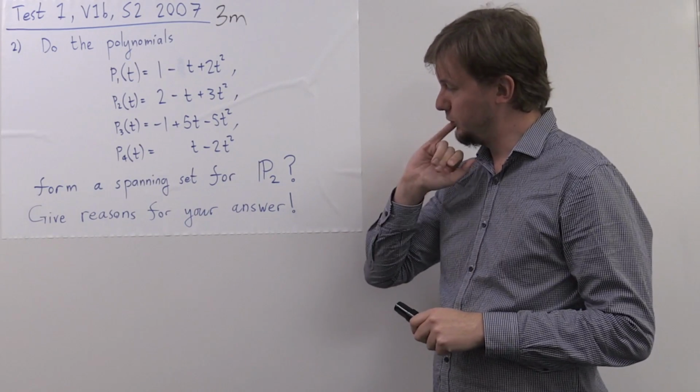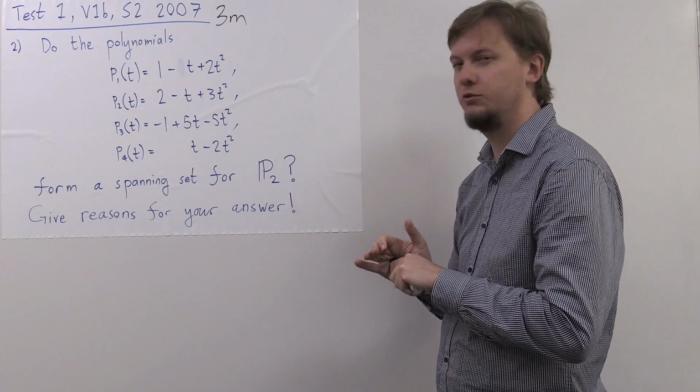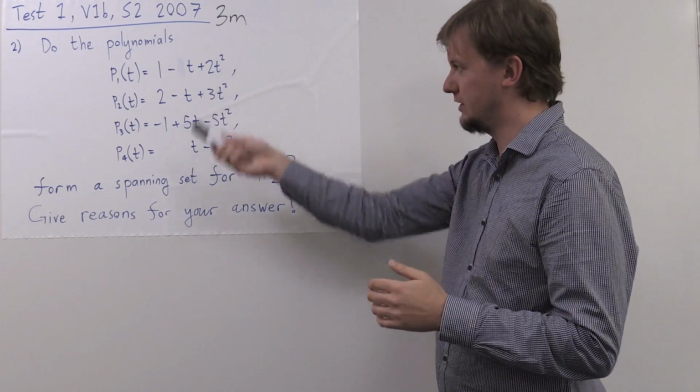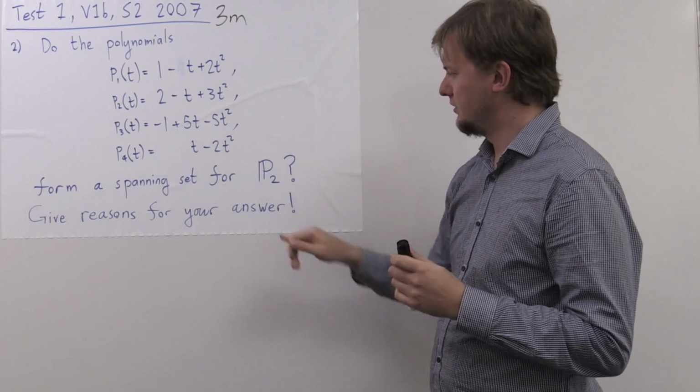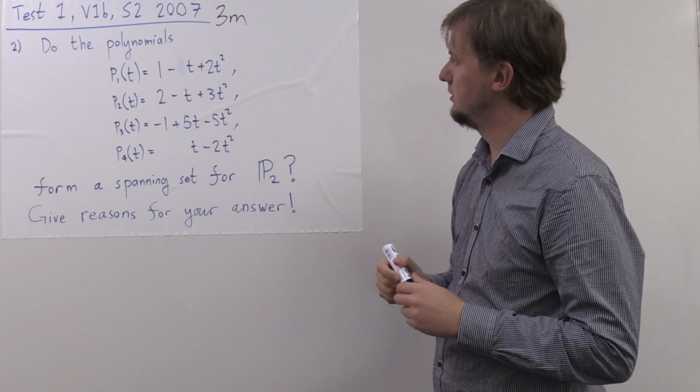Well, to show that they form a spanning set, or to check they form a spanning set, all I need to do is show that there are actually three linearly independent vectors, or three independent polynomials here. Because remember, P2 is a three-dimensional vector space.